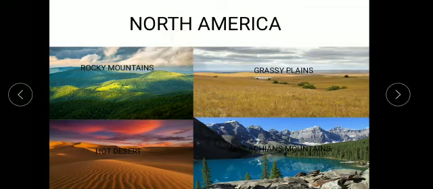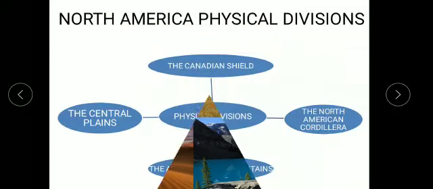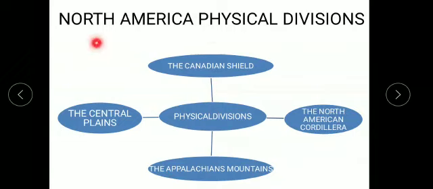North America is a continent of enormous diversity with vast mountain ranges, huge flat and grassy plains, hot deserts, and frozen ice caps. The continent of North America is divided into four physical divisions: the Canadian Shield, the North American Cordillera, the Appalachian Mountains, and the Central Plains.